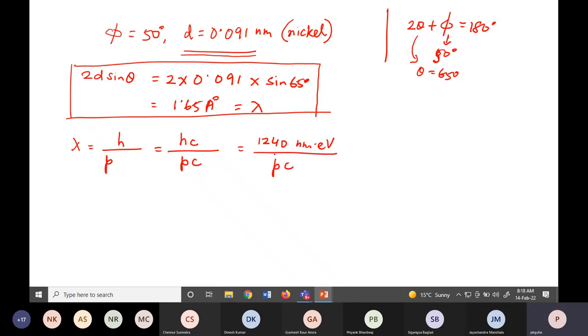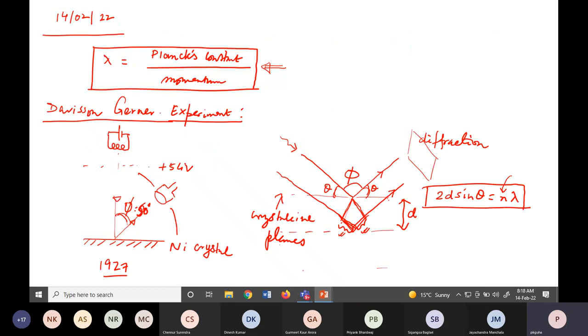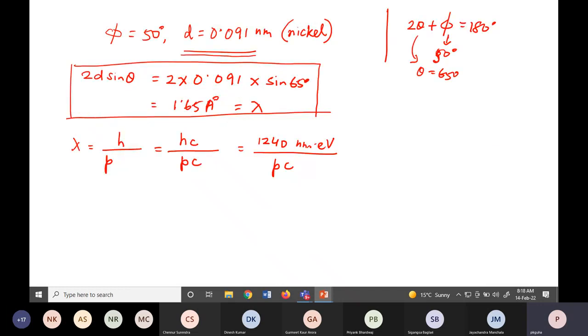So this pc can be found in the form of kinetic energy, right? Because kinetic energy is known in their experiment. What is the kinetic energy? You see, they have applied 54 volt accelerating voltage, right? So you can find out kinetic energy. If you write this pc in the form of kinetic energy, because the momentum is not known, that will be really useful. So what is the kinetic energy of the electron which is basically bombarding on the metal surface?